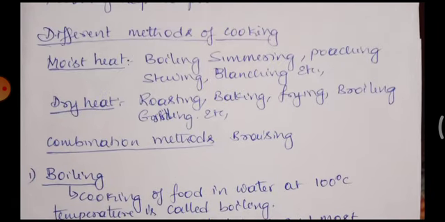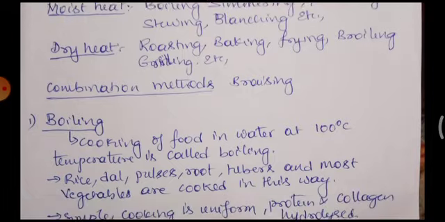Now, different methods of cooking. There are several methods, and a few of them are listed here. One is moist heat. Food is cooked in the presence of water, such as boiling, simmering, poaching, stewing, blanching, etc. And dry heat: roasting, baking, frying, broiling, grilling, etc. And also combination methods. The combination involves both moist heat and dry heat. That is called the combination method. Example, braising.